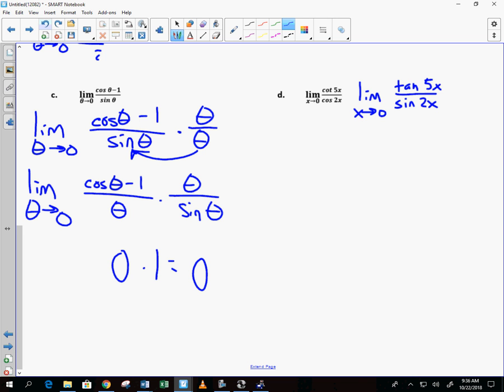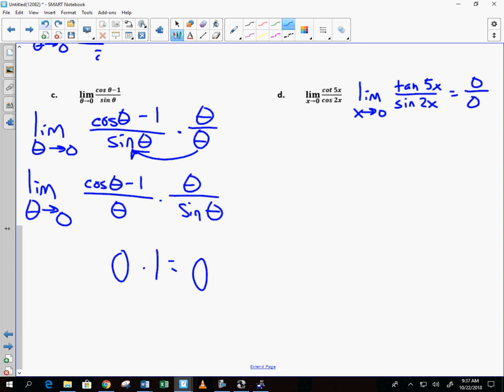All right. Let's try plugging in 0 first. What's 5 times 0? And what's tangent of 0? It is 0. And then 2 times 0 is 0, and the sine of 0 is 0. So I get 0 over 0, which is an indeterminate value. We don't know what it is. So we're going to have to try something else.